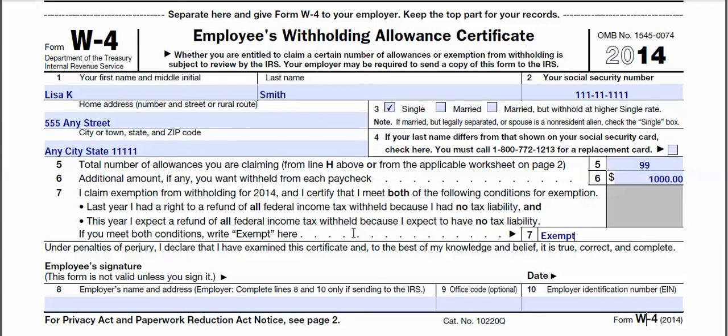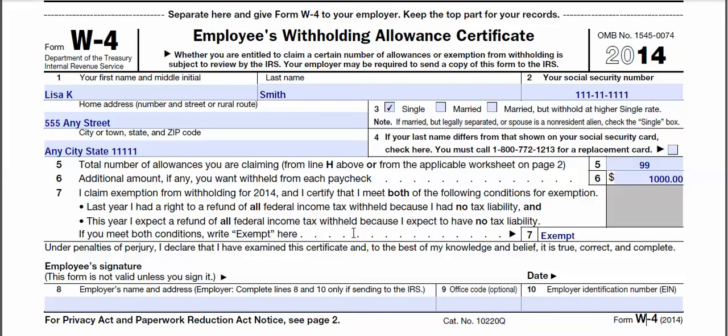Now, something that you should understand is you cannot have exempt in number 7 and then also complete number 5 or number 6, because you have to pick one or the other. Either you want some tax withheld or you are exempt from tax. So it's not both, it's either or. Make sure that you don't check 5 and 6 and 7.